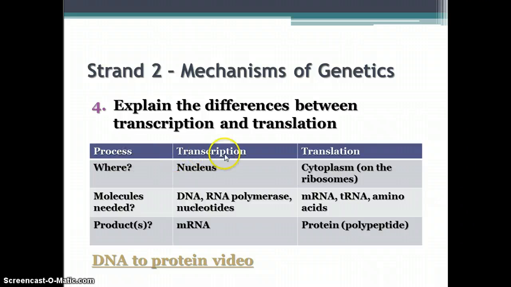We have the 2 processes, transcription and translation. Transcription occurs in the nucleus, and it involves DNA, RNA polymerase, and nucleotides, and it produces messenger RNA. Translation occurs in the cytoplasm, on the ribosomes, and the molecules needed are messenger RNA, transfer RNA, and amino acids, and the product is a protein or polypeptide.